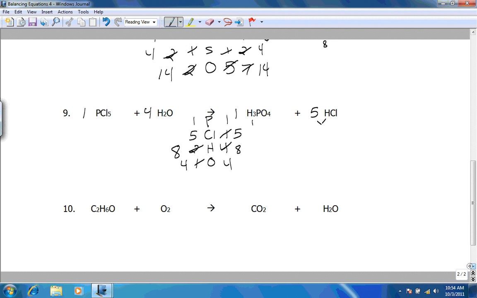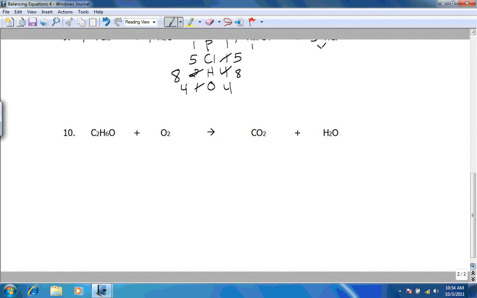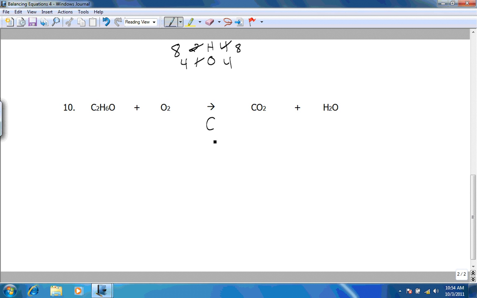And our last one for this worksheet is number 10. We have carbon, hydrogen, and oxygen. This is a combustion reaction. We have 2 carbons on the left, 1 on the right, 6 hydrogens on the left, and 2 on the right. And we have 1 oxygen here and 2 more here, so we actually have 3 oxygens on the left and 3 oxygens on the right.